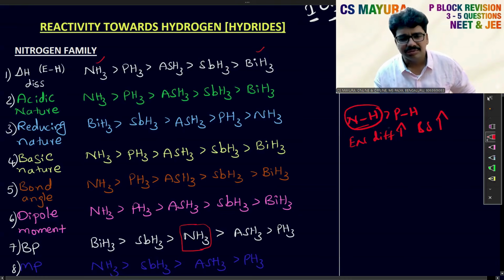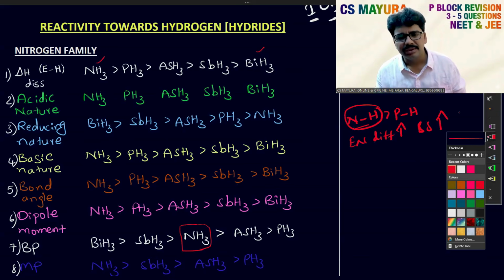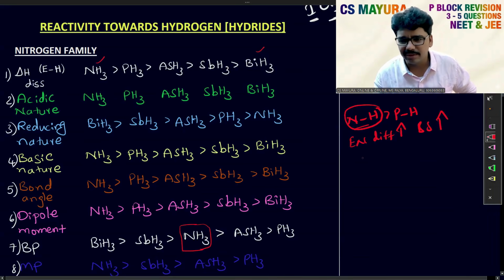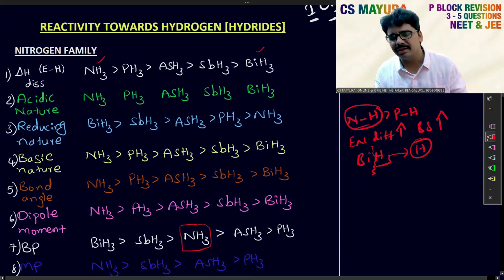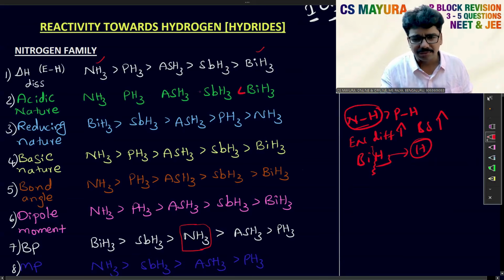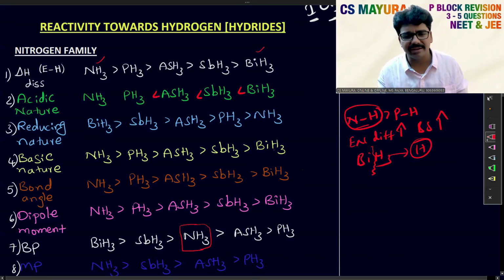Now, acidic nature. When bond dissociation enthalpy is less, it easily releases hydrogen. For example, BiH3: in BiH3, the bond dissociation enthalpy is very low, and it easily releases the hydrogen. So bismuthine's acidic nature is more than stibine, stibine is more than arsine, next phosphine. And the least acidic is ammonia, because its bond dissociation enthalpy is more.